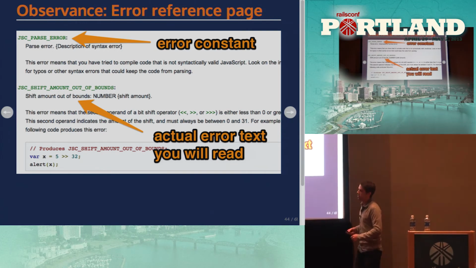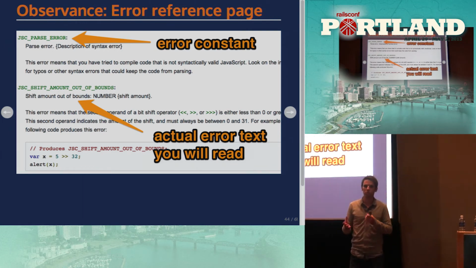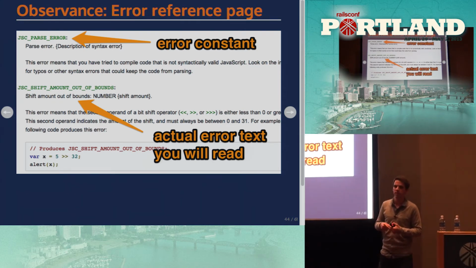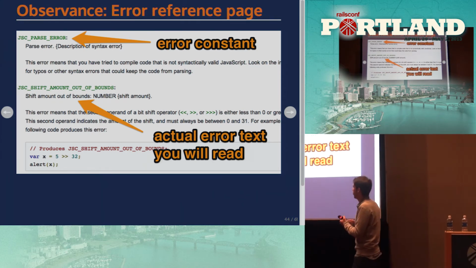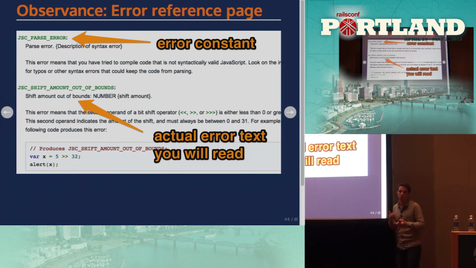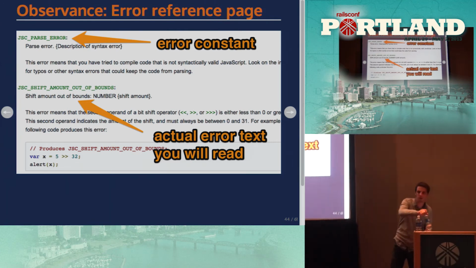This is a great example. This is from Google Closure. If you use Google Closure, the JavaScript framework, and you get an error, they've put up this error reference page. It's got both the tokens that you'd find in the error page, as well as the actual human readable text of the error message right there on the page.